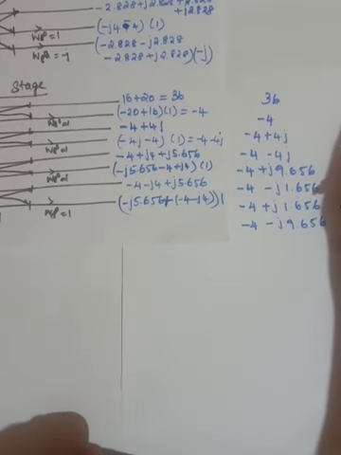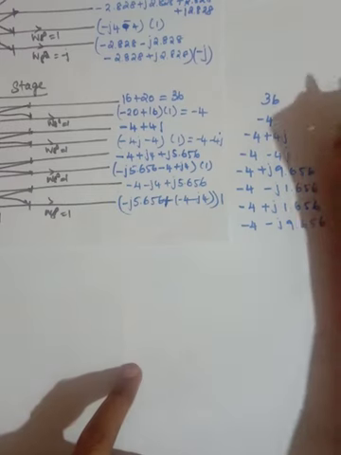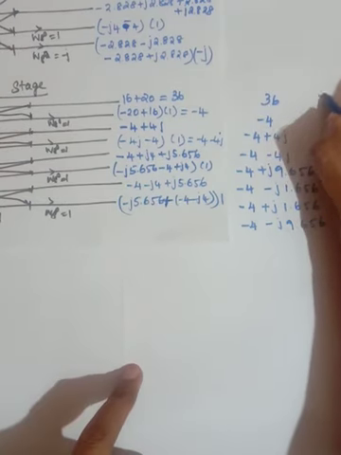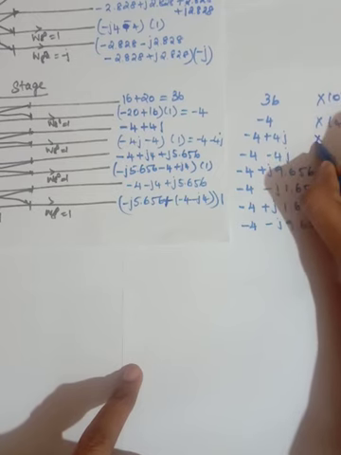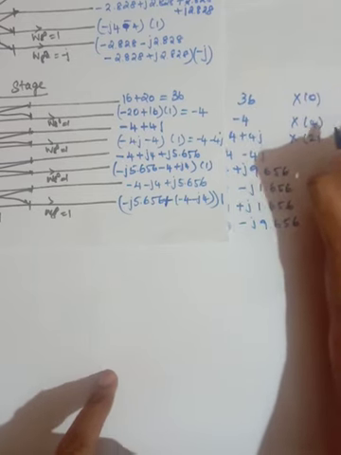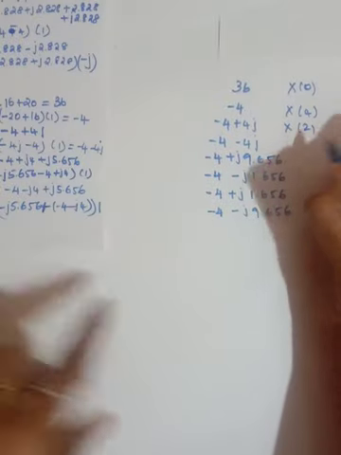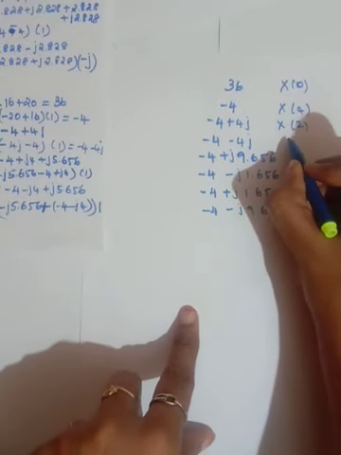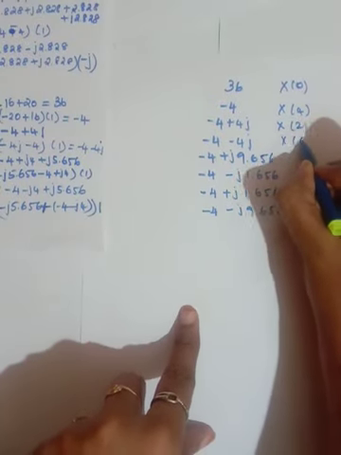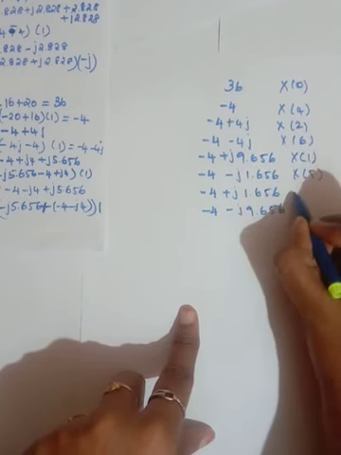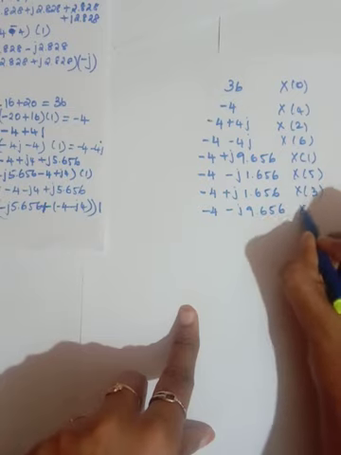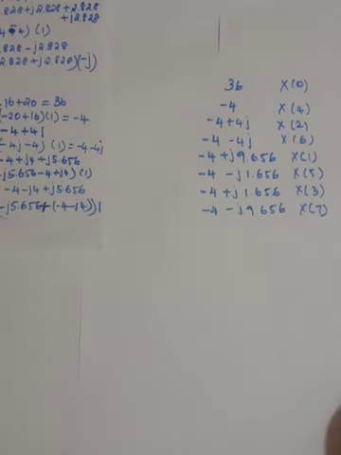Now what we need to do is take the output in the bit reverse order. So in this bit reverse order, the first one is x of 0, then x of 4, next one is x of 2, then x of 6, next x of 1, then x of 5, then x of 3, and then x of 7. So we have to take the output in the bit reverse order.